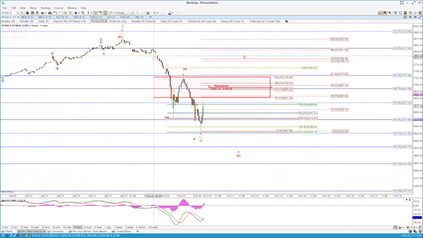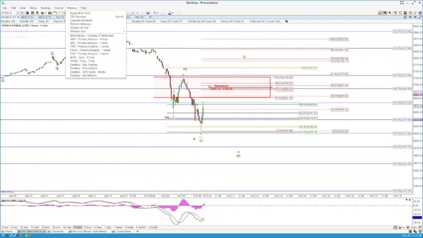The other alternative that we have to have on this chart is that we've got an A, B, C for a W, then an X wave, followed by another A into Friday afternoon's low, and we're now in the B wave back against this move down here, in which case we should hold somewhere in this resistance zone, ideally at 2651 to 2685 SPX, and then drop immediately down more quickly to one of the target fib levels below us.